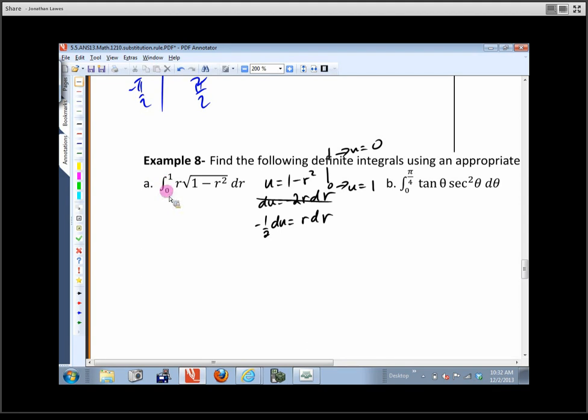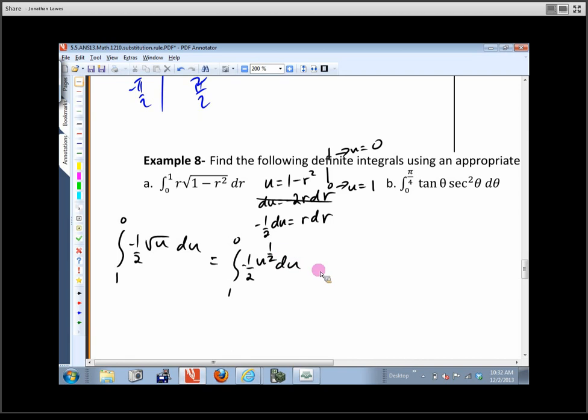So I've got to change the limits, I've got to change the integrand, and I've got to change the differential. So this is going to be from 1 to 0. Lower limit 1, upper limit 0. That's how they correspond. Then in place of an r and a dr, I'm going to put a negative 1/2 du. And in place of the 1 minus r squared, I'm going to put a u. Now I can rewrite this as the integral from 1 to 0 of negative 1/2 u to the 1/2. I can do it that way.